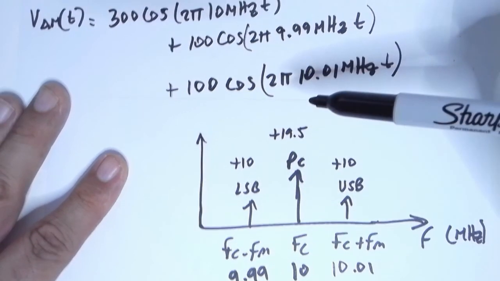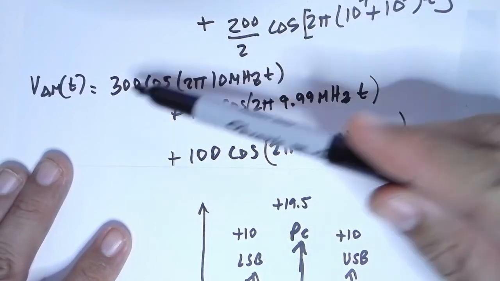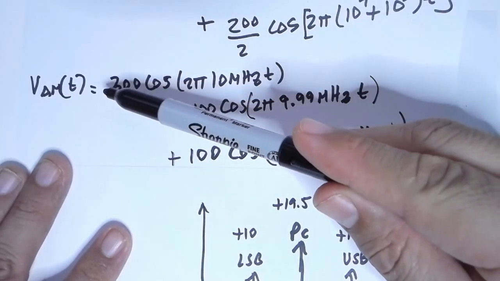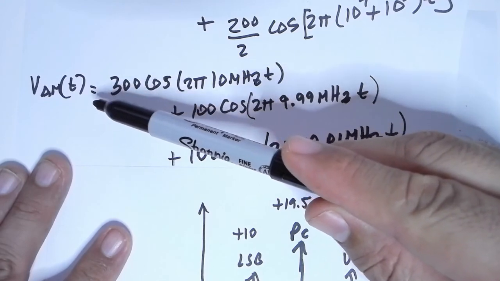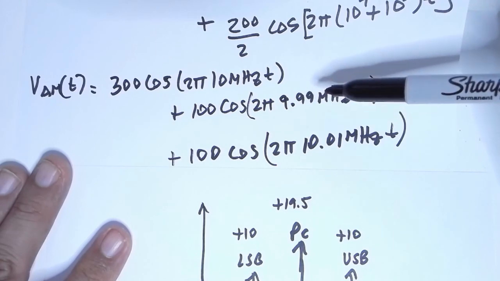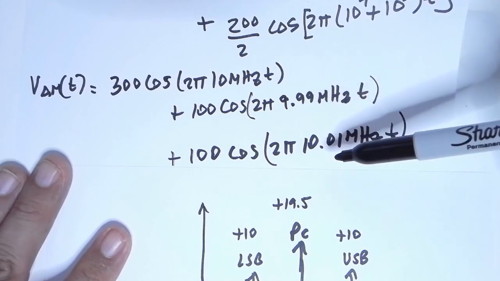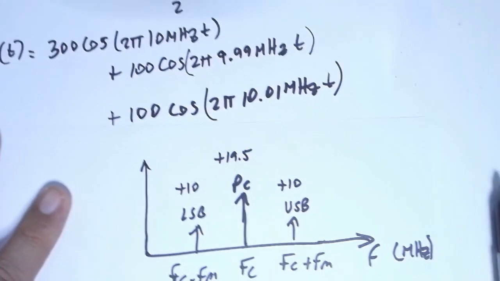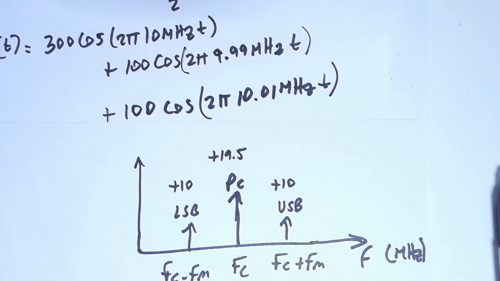3 tones, which corresponds to the amplitude modulation signal. Carrier plus a lower sideband and upper sideband. And that's all.